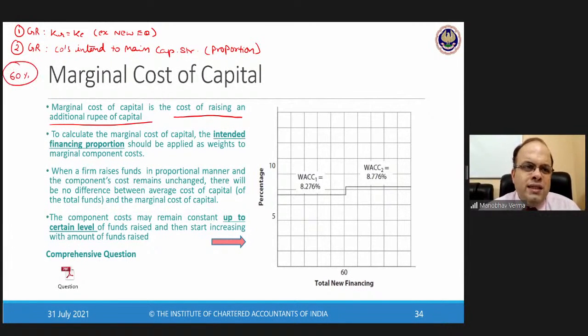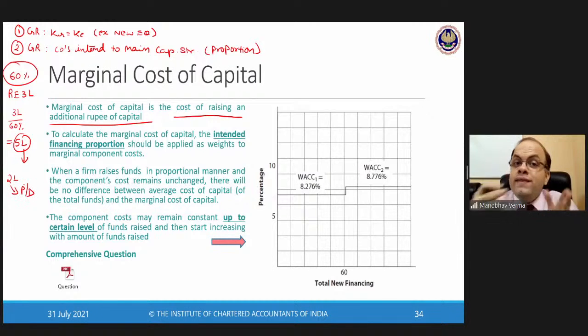My equity is 60%, and I have retained earnings of 3 lakhs. That means if I divide 3 lakhs by 60%, it will give me 5 lakhs. That means I needed 5 lakhs for expansion, and I got 3 lakhs by the retained earnings. I don't need any more equity. Although it is absolutely correct that for the remaining 2 lakh, I might be going for preference or debt, whatever my existing capital structure is.